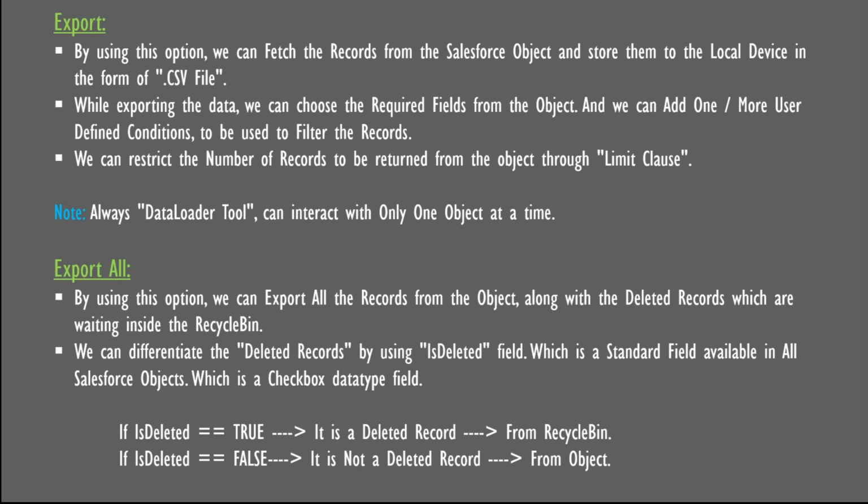Export all. By using this option, we can export all the records from the object, along with the deleted records which are waiting inside the recycle bin. We can differentiate the deleted records by using the isDeleted field, which is a standard field available in all Salesforce objects, which is a checkbox data type field. If isDeleted equals true, it is a deleted record from the recycle bin. If isDeleted equals false, it is not a deleted record, it is from the object.